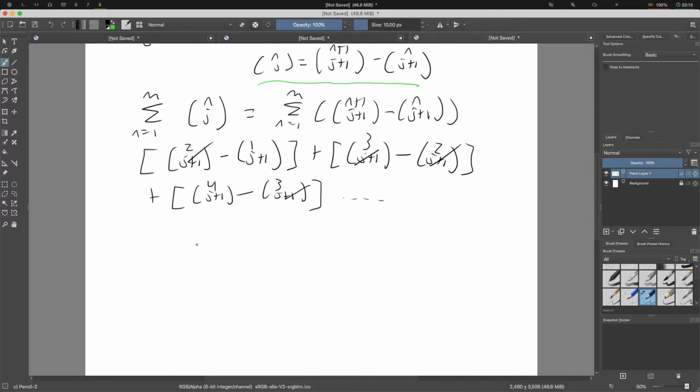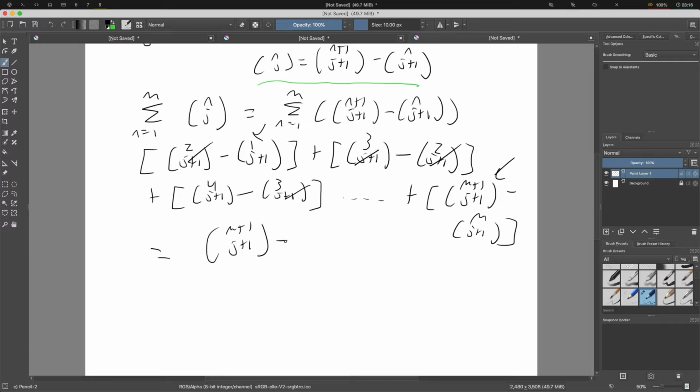if we add all this up, the final term here is going to be when n is m. So this final term is going to be m plus 1 choose j plus 1 minus m choose j plus 1. So this is going to be the survivor term, and so is this. So this final sum is going to equal something like m plus 1 choose j plus 1 minus 1 choose j plus 1.